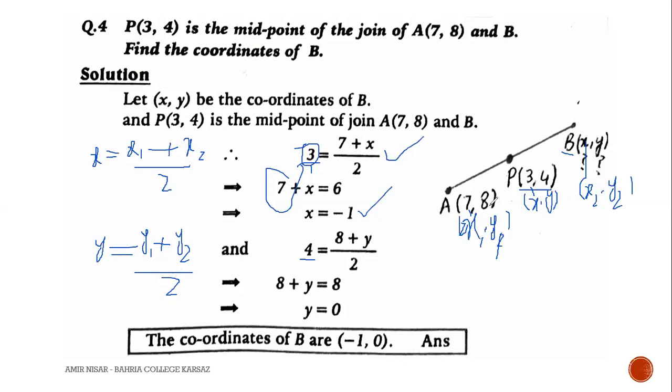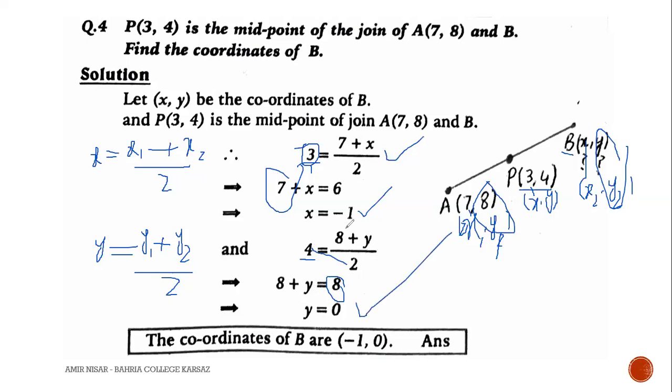Then sign of equal Y1 plus Y2. Here Y1 is 8. You can see in the figure, you can see in the data. I am highlighting here for your convenience. And Y2 is Y. So in the formula here we have 8 plus Y. Now cross multiply, 2 into 4 becomes 8. This 8 is equal to 8 plus Y. When you will shift this 8 to right side, 8 minus 8, you will get 0.